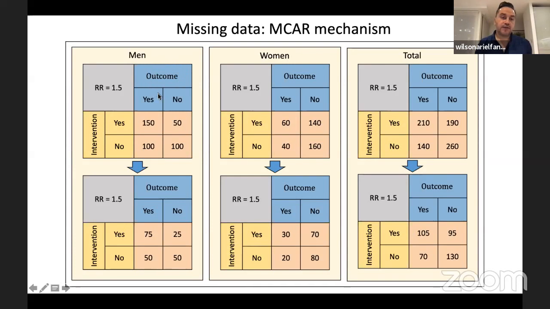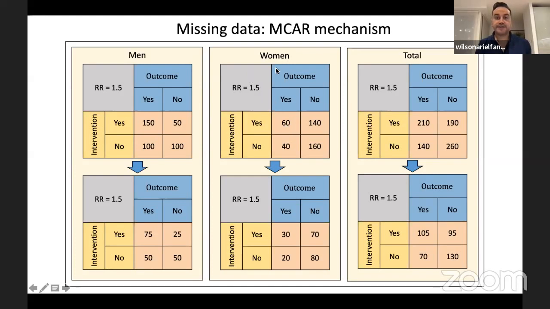And it has nothing to do with the outcome, because you can see here 150 dropped to 75, exactly 50%. But these ones from 50 dropped to 25, so 50% again. So it has nothing to do with the outcome. And you see the variable, which is the gender, which is the observed variable.